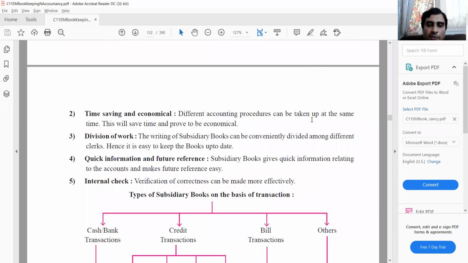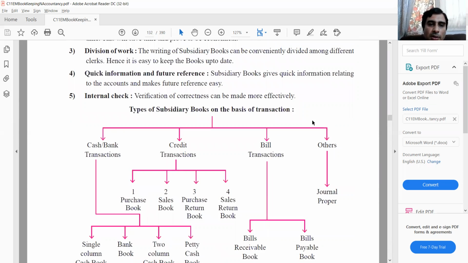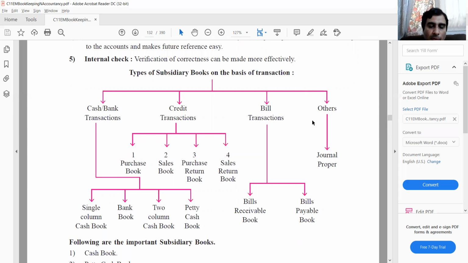So coming straight to the four types of subsidiary books, that's the cash bank transactions. So we call it the cash book, right? You could have a single column cash book, or you could have a two column cash book, and then you could have a bank book. So single column cash book, single column bank book. When you combine both of them together in the same book, it's called a two column cash book. So these three are pretty much the same, all these are the same. And the next category is petty cash book.